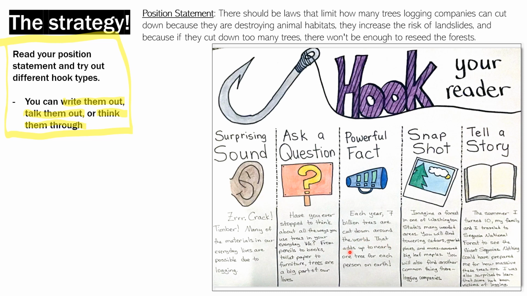That adds up to nearly 1 tree for each person on Earth. So I thought that was a powerful fact, and then I explained why it's so important. Another hook strategy is called the snapshot strategy. It's basically where you're asking the reader to imagine being somewhere that helps them connect to your topic.